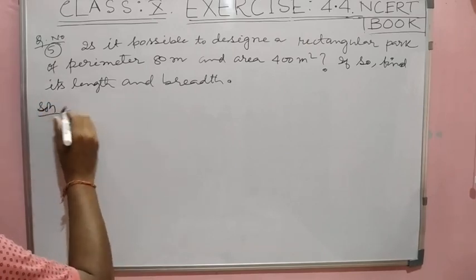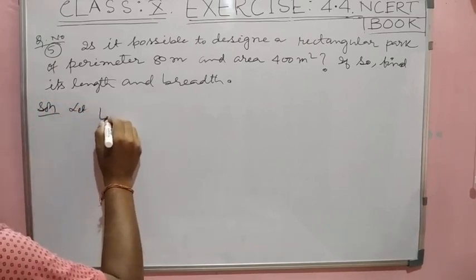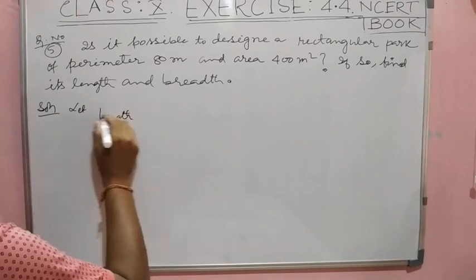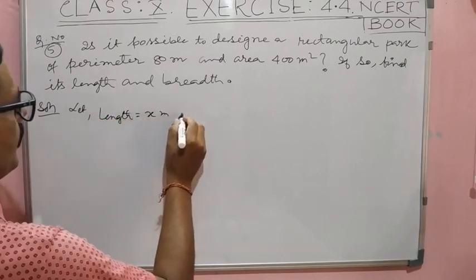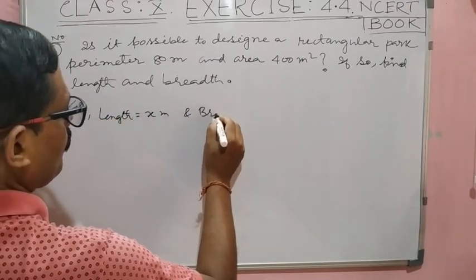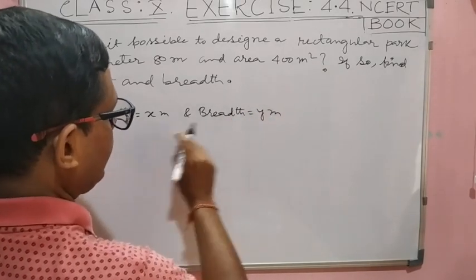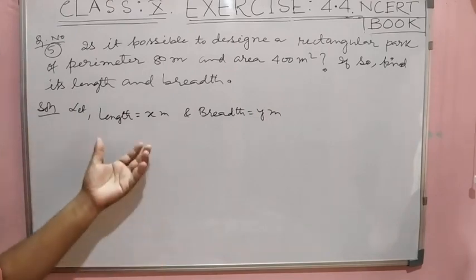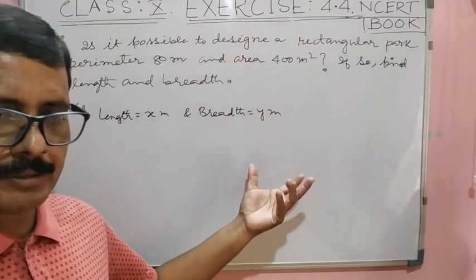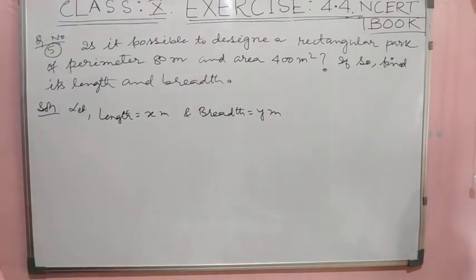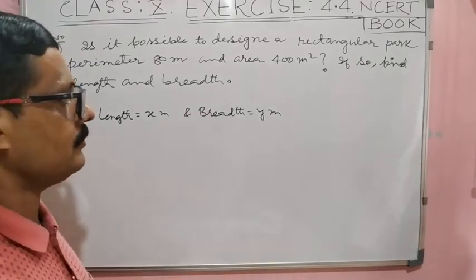Solution. Let length equal to x meter and breadth equal to y meter. I have taken two variables. दो वेरिएबल ले लें तो इजी हो जाएगा हमारे लिए. एक में भी कर सकते हैं तो थोड़ा क्रिटिकल होते हैं. आई एम यूजिंग टू वेरिएबल्स.